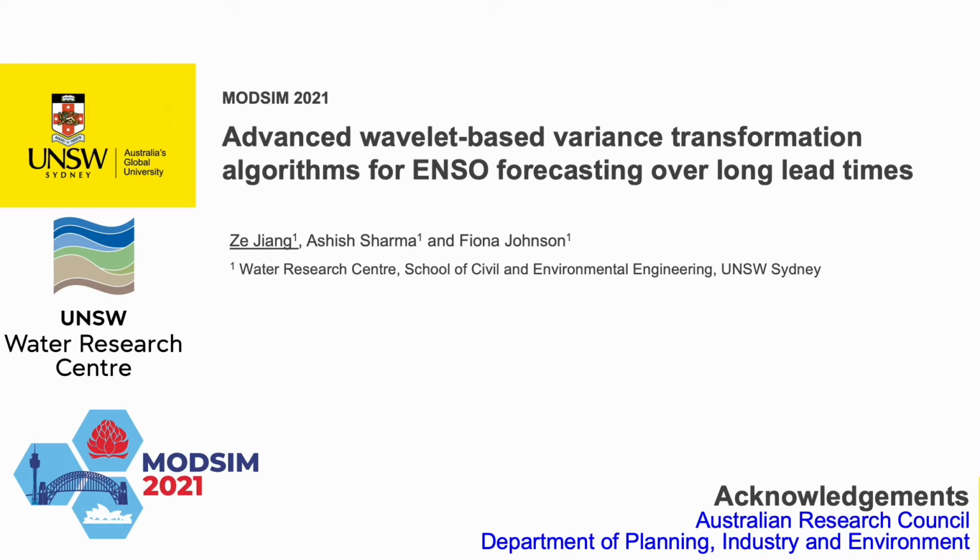My topic today is about a new method and algorithm which is based on variance transformation in the frequency domain. So, why do we need this spectral transformation for ENSO forecasting?